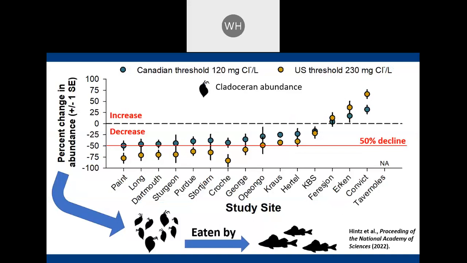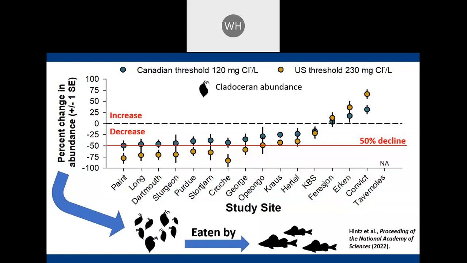To orient you a little bit, on the x-axis is our study site, all those sites you just saw on the previous graph. On the y-axis is the percent change in abundance of these zooplankton, cladocerans specifically. All fish species at the early life stages essentially eat cladoceran zooplankton, okay? And some fish species throughout their entire life only consume zooplankton as their primary diet item. The dashed line in the middle represents an increase in abundance, and below that dashed line, it represents a decrease in abundance. The blue dots and the error bars represent the Canadian threshold, and the gold, yellow ones represent the US threshold of 230.